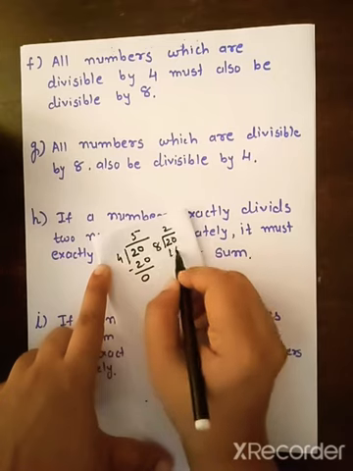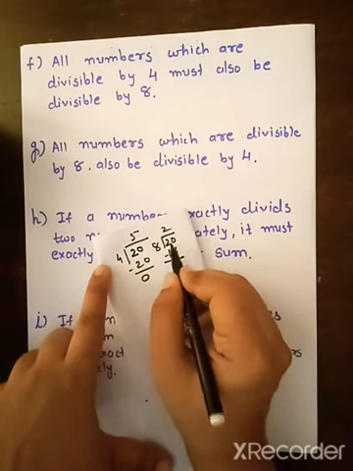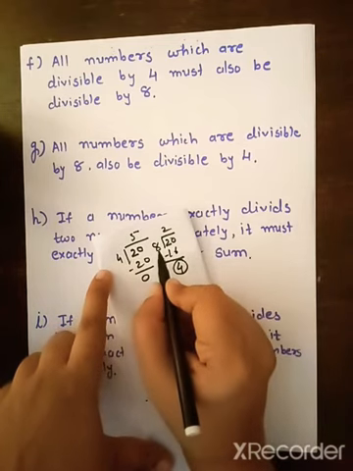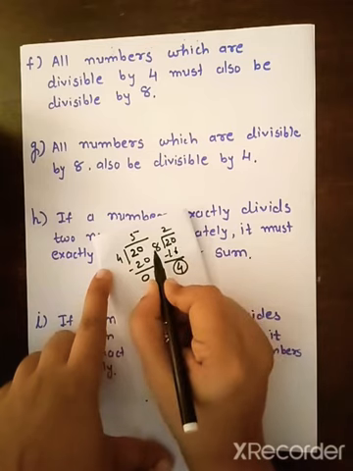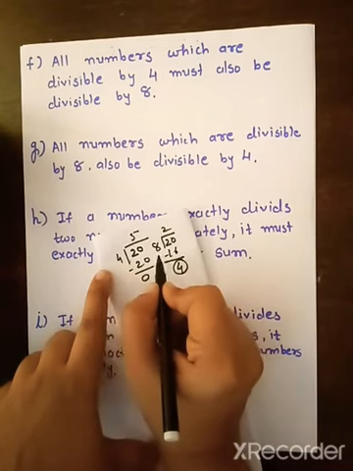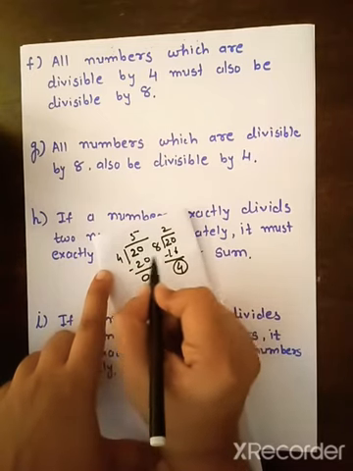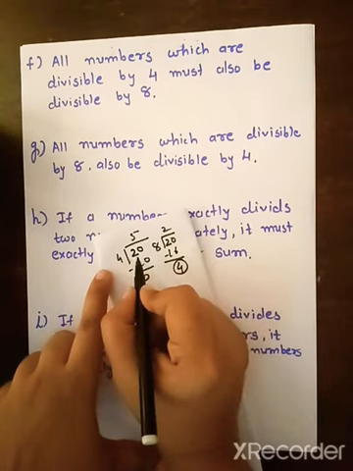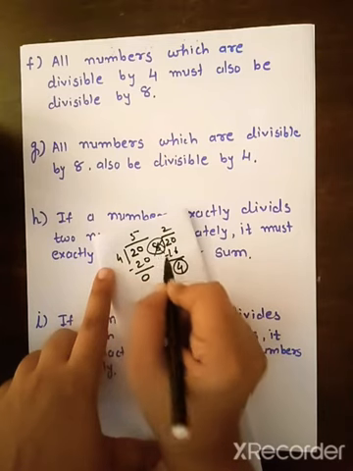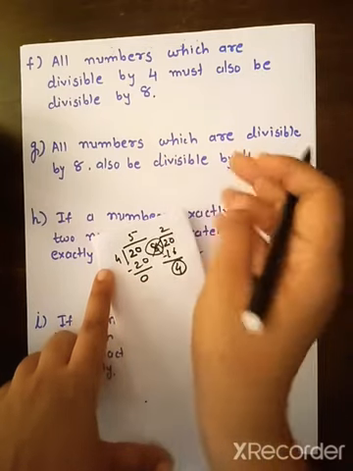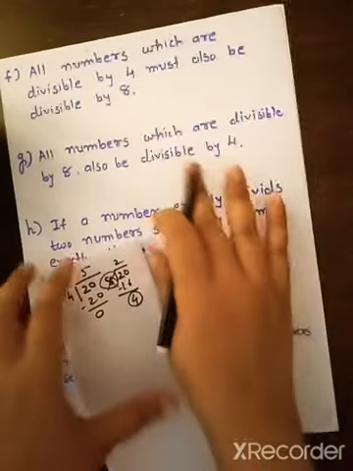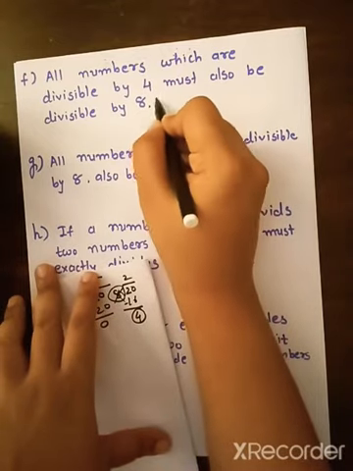8 2s are 16 and 20 minus 16 is 4. We get a remainder, not 0. So that means 20 is not divisible by 8. The statement says that if a number is divisible by 4, it must be divisible by 8. But here we get a contradiction. We took a number and divided it by 4. It is divisible by 4, but it's not divisible by 8. So it's not necessary that every time a number is divisible by 4, it should be divisible by 8. So our first statement is false.